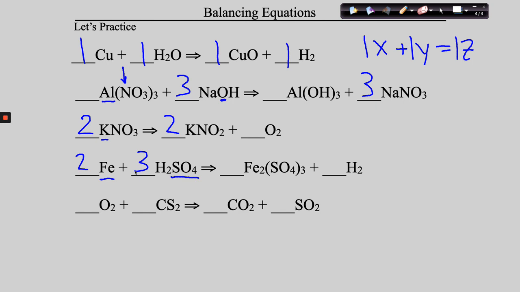No. Yeah, because, guys, we've got to be careful. Sometimes balancing one thing will break something that we balanced previously. And so when we balance the sulfates, we mucked up the hydrogens. How many hydrogens do we have here now? 6, right. So what do? Throw a 3. Is that okay? All right.